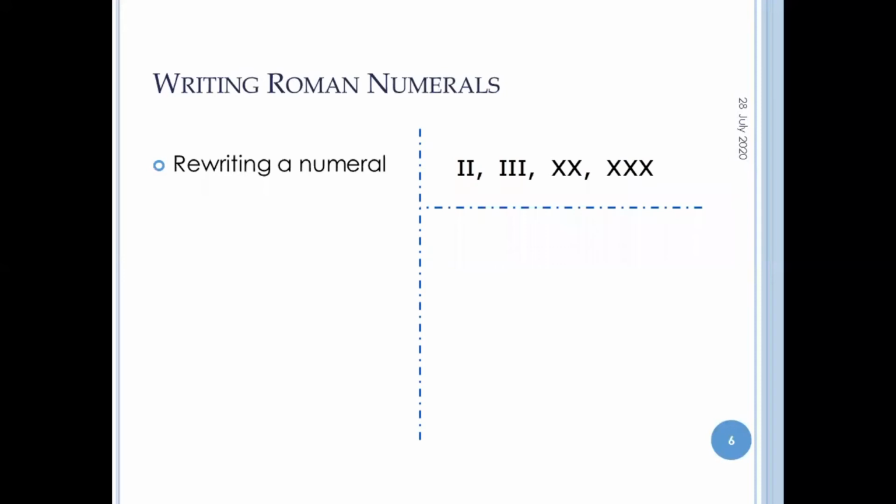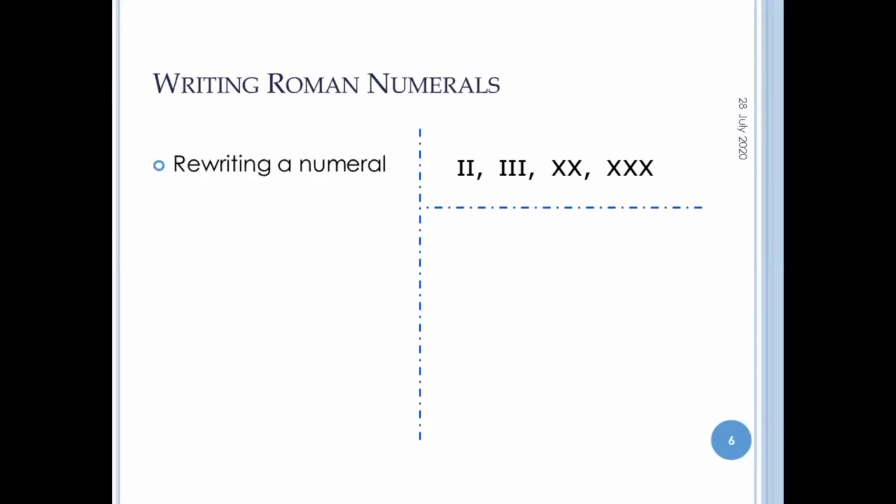Please note that the maximum number a numeral can be repeated is only 3. Also note that some numerals cannot be repeated to get another numeral. For example, you cannot write LL for 100 because C already represents 100.